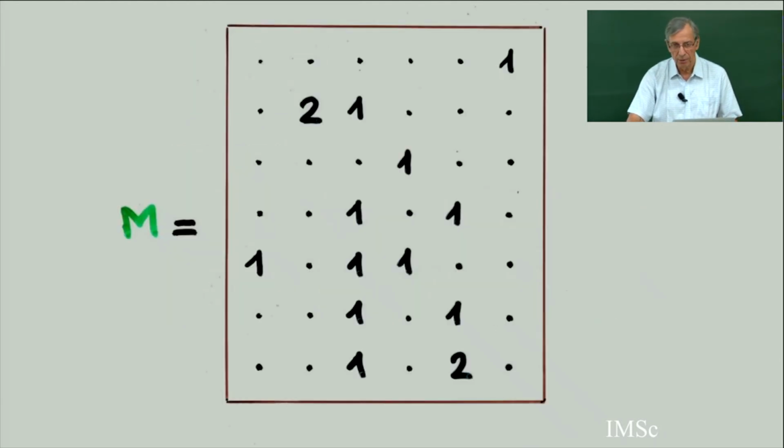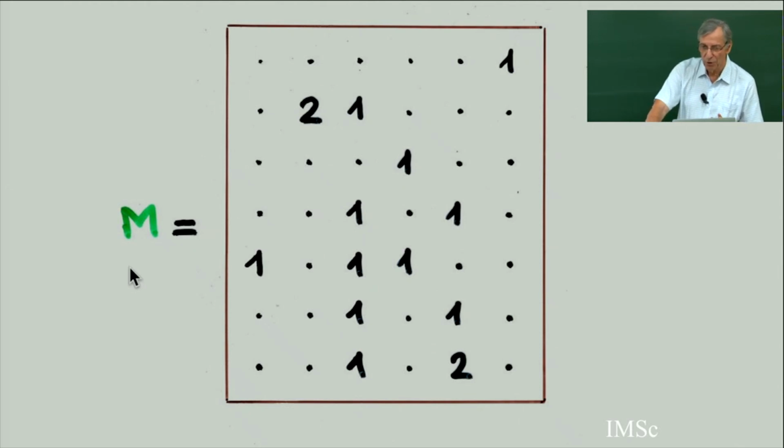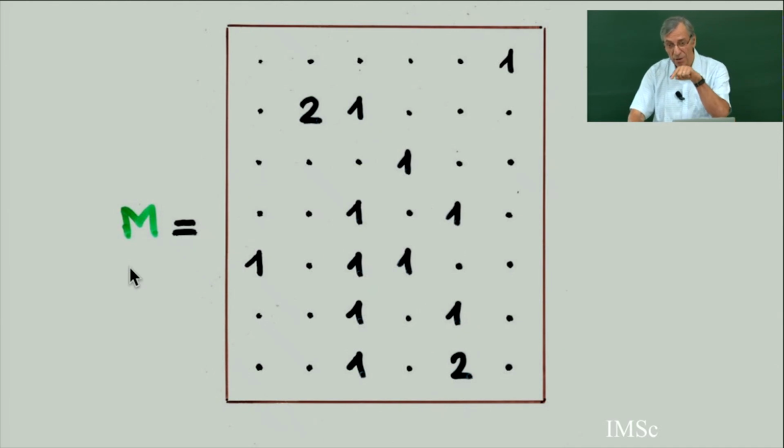So I go straight away with an example. Here is a matrix with integer coefficients. And the way I look at Robinson-Schensted-Knuth, I look at this as a particular case of Robinson-Schensted.